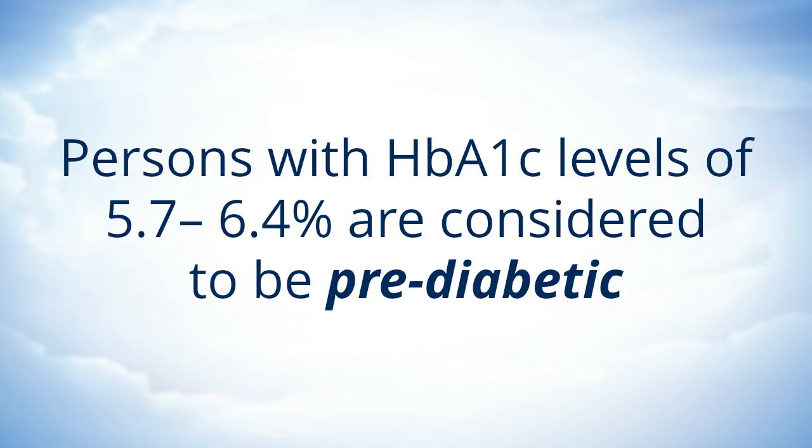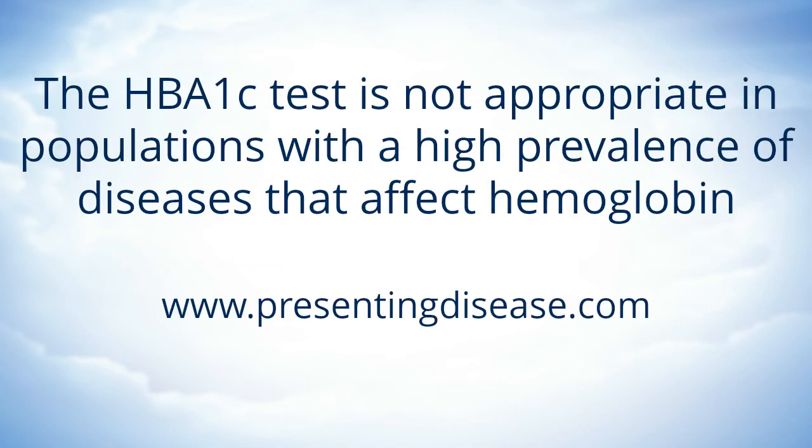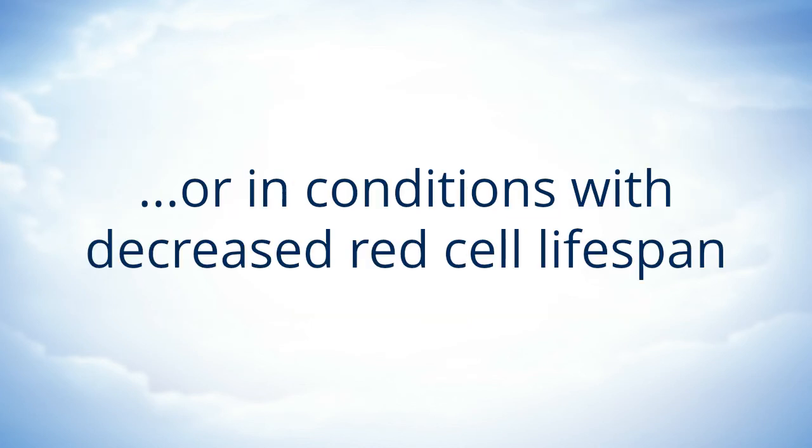Persons with HbA1c levels of 5.7 to 6.4% are considered to be pre-diabetic. That is, they are at a high risk for developing diabetes. The HbA1c test is not appropriate in populations with a high prevalence of diseases that affect hemoglobin, or in conditions with decreased red cell lifespan.